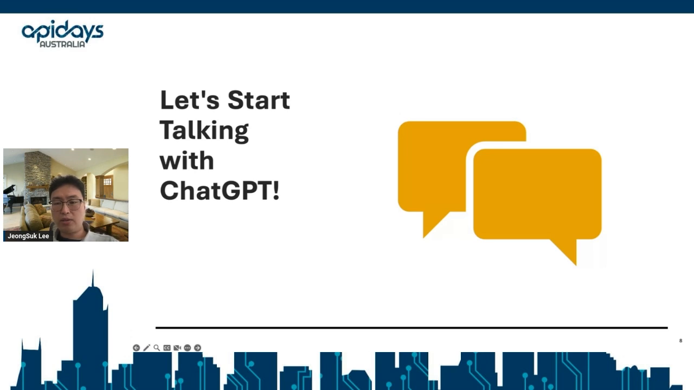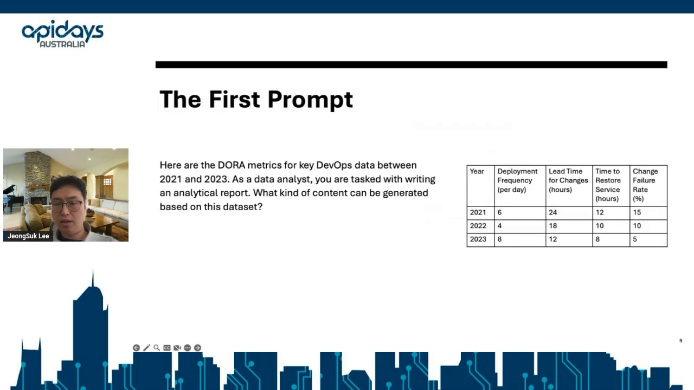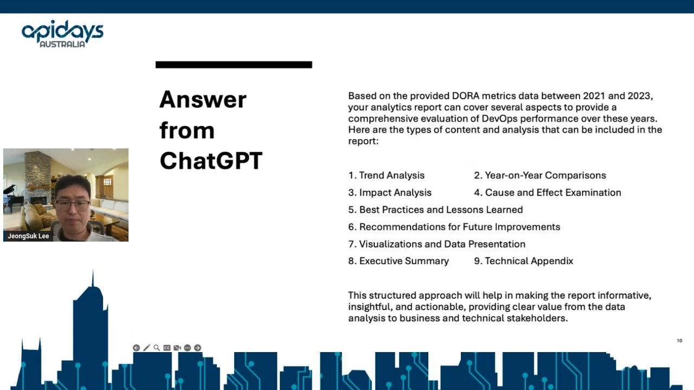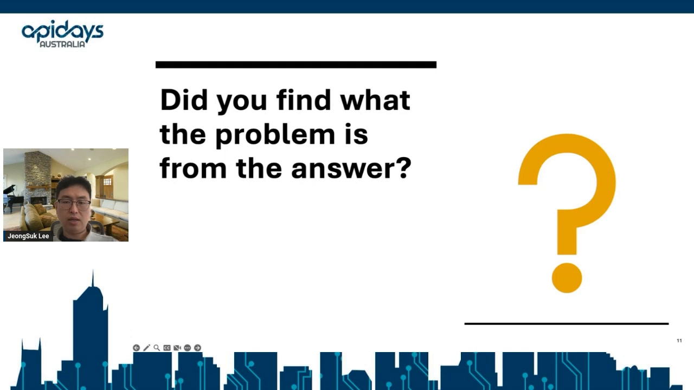From now on, let's start to talk with ChatGPT. My first prompt is shown on the screen. I provided 3 years of data for DORA metrics and I asked ChatGPT to suggest the analytics report outline. Here is an answer from ChatGPT, which suggests a total of 9 contents for the report. It seems like a very well-formed outline with enough categories to write the report. But did you find what the problem is from the answer?